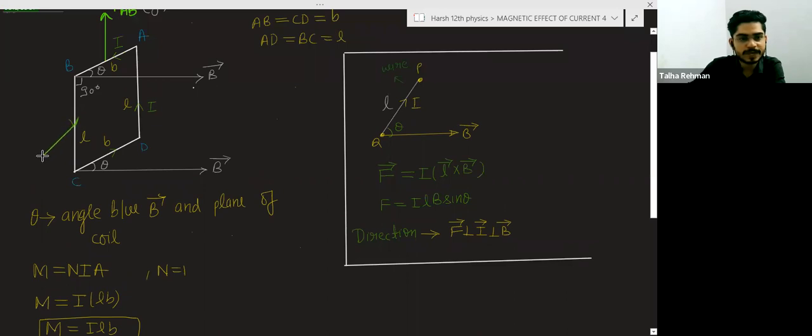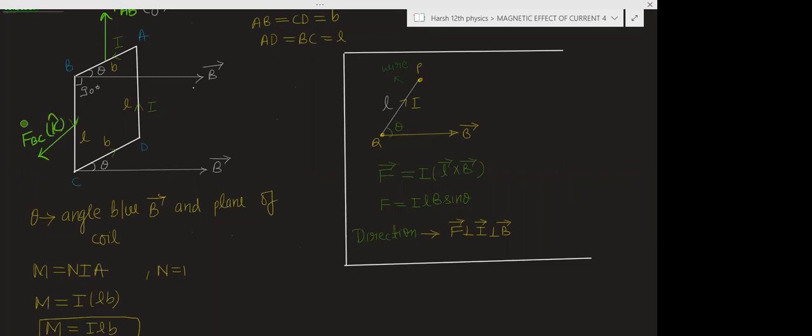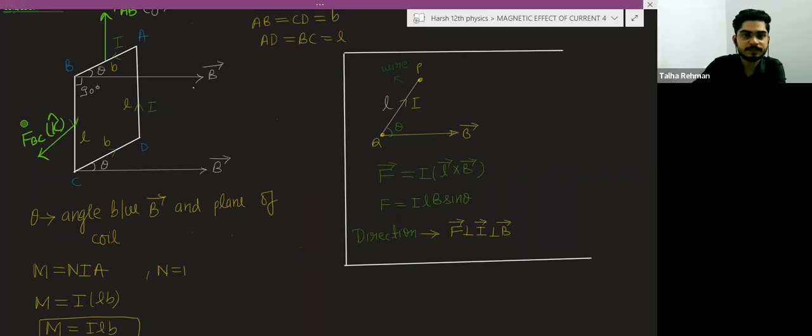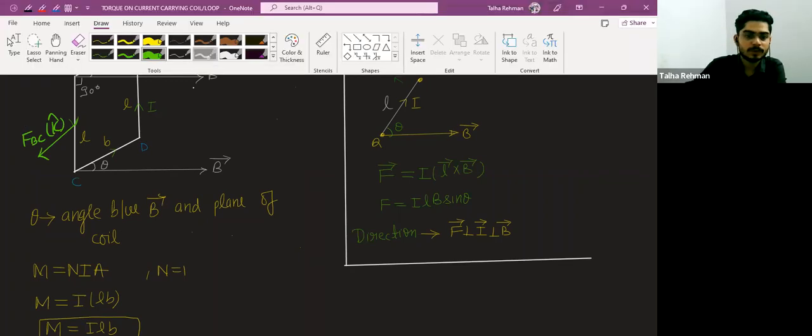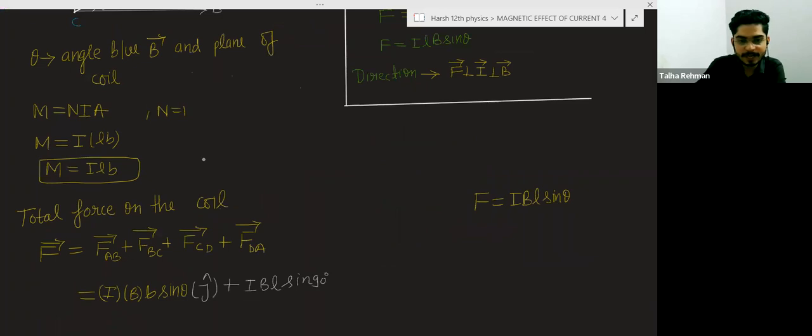So the force on this wire BC will be outwards like this. Outwards means you will multiply it with k cap, in the k cap direction. So we will multiply this with the k cap vector.